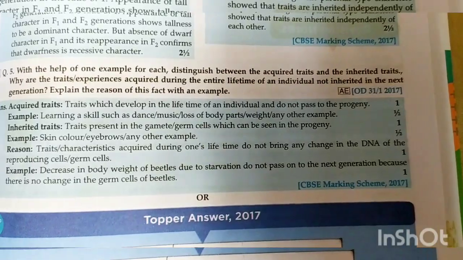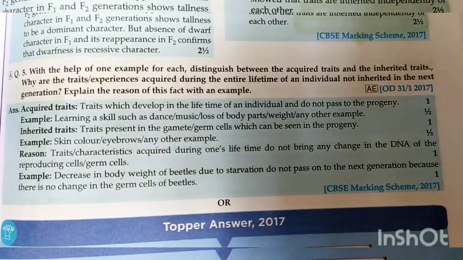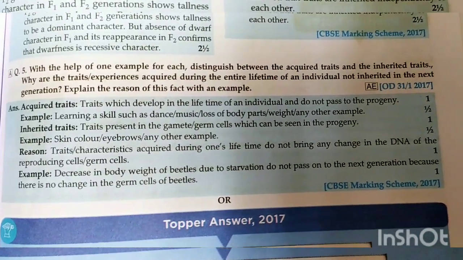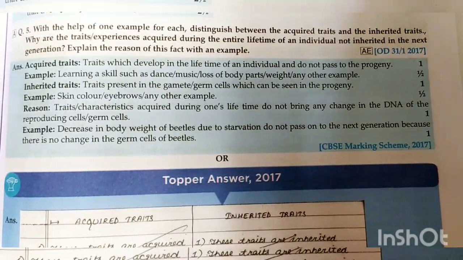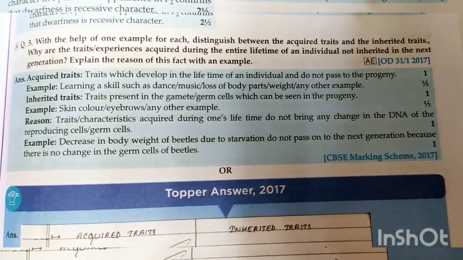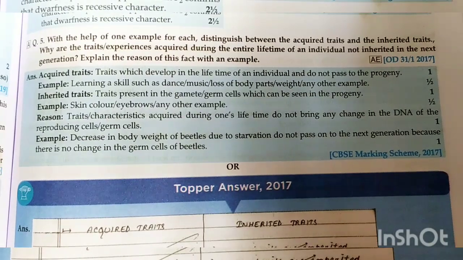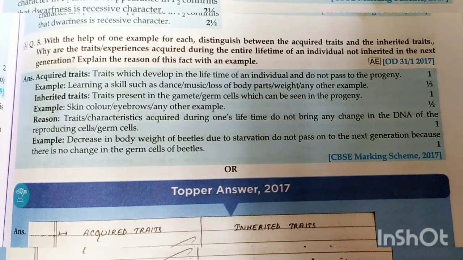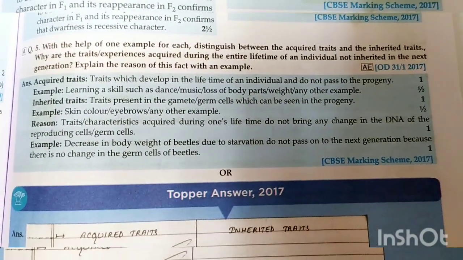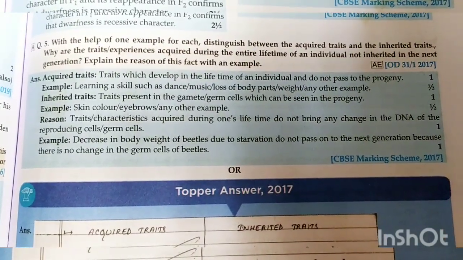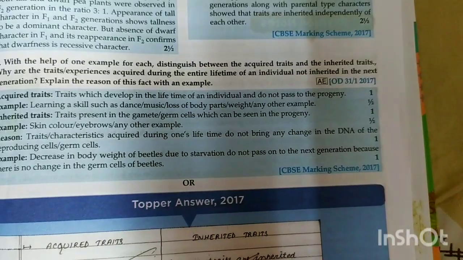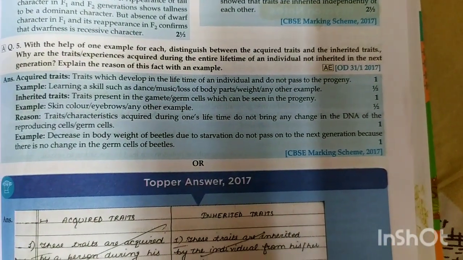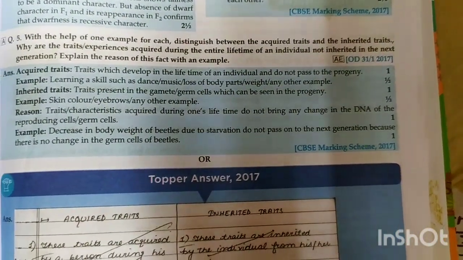So what is given in the question? Let's see. With the help of one example of each, distinguish between acquired traits and inherited traits. Why are the traits or experiences acquired during the entire lifetime of an individual not inherited in the next generation? Explain the reason of this fact with an example. So first of all, we need to distinguish between acquired traits and inherited traits.